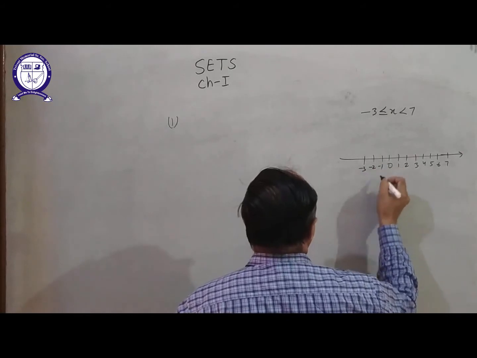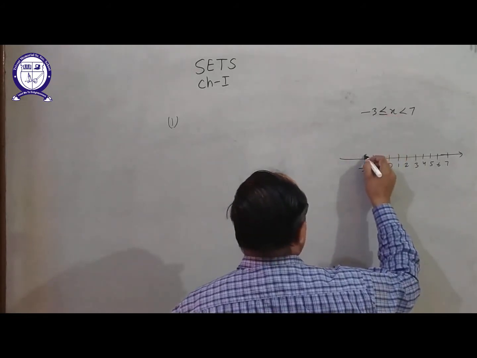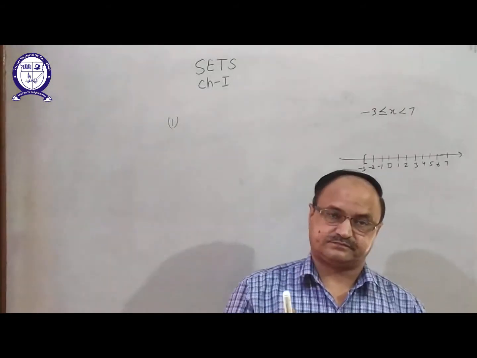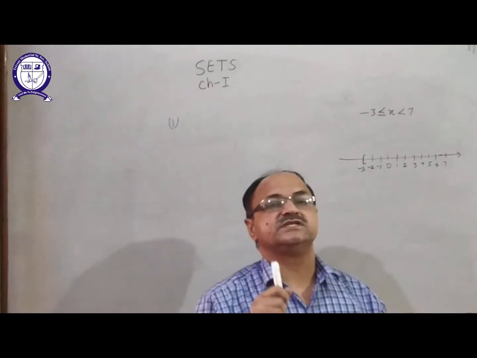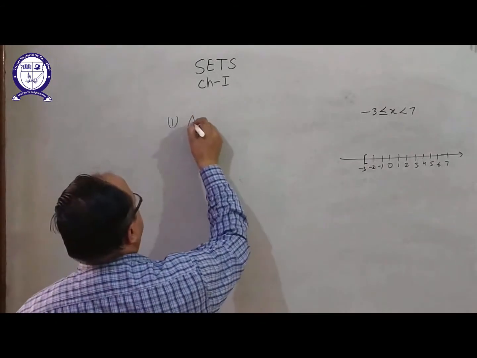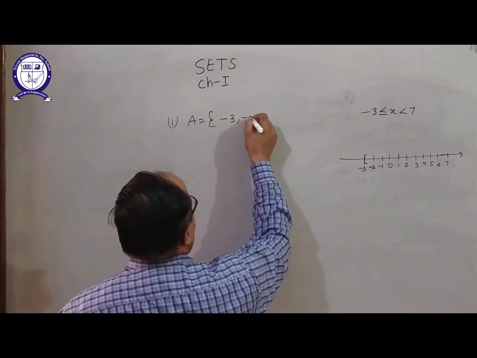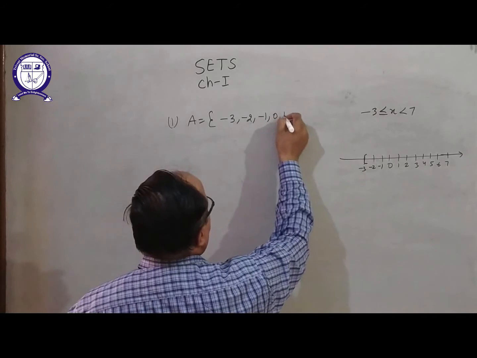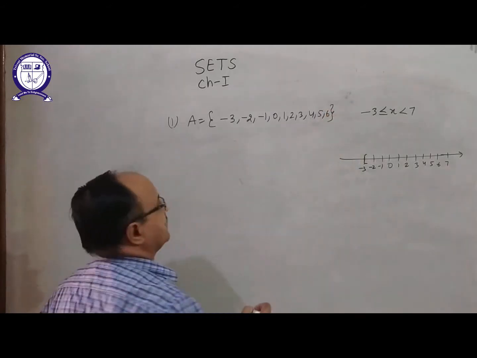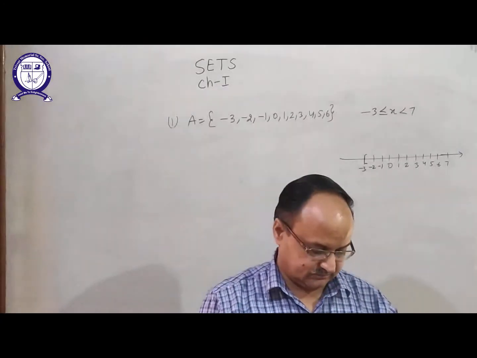Now can you tell me: minus 3 less than or equal to x means minus 3 is included. X less than 7 means 7 is not included. Now tell me the answer. You know that minus 3, minus 2, minus 1, 0, 1, 2, 3, 4, 5, 6. So this is the answer. This is the roster form of part 1. Correct?